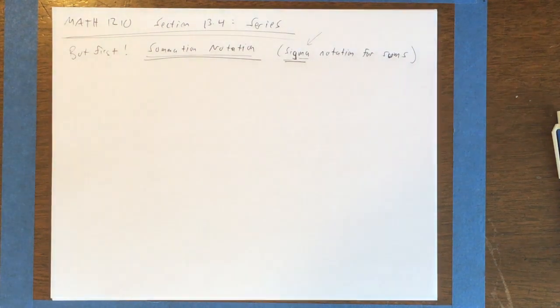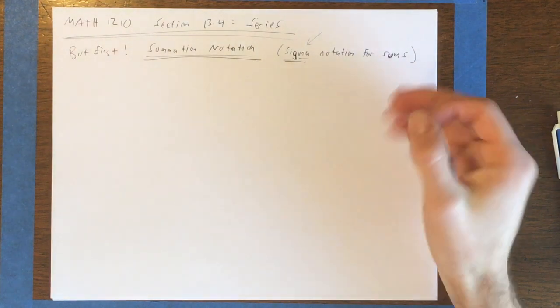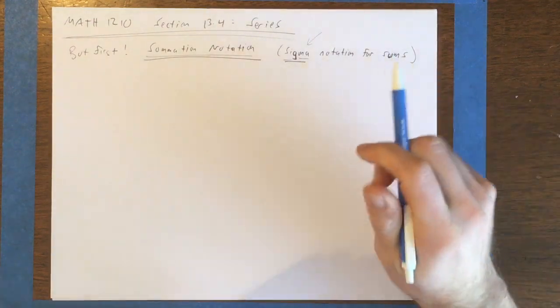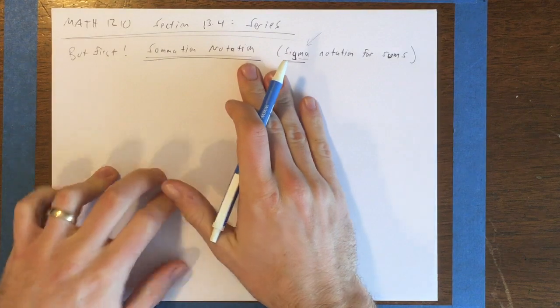All right, pre-calculus, we have been studying sequences. We've studied arithmetic sequences and geometric sequences, and I've hinted at this idea of adding the terms in a sequence together to produce what's called a series. So in this section 13.4, we're going to finally study the series. But first, before we do that, we have to study what's called summation notation.